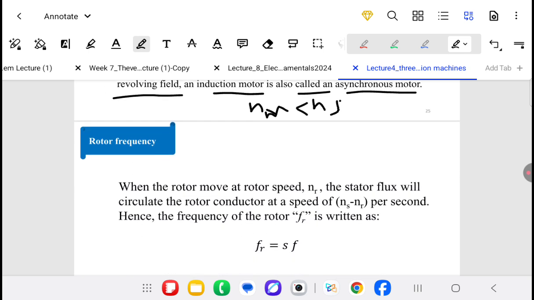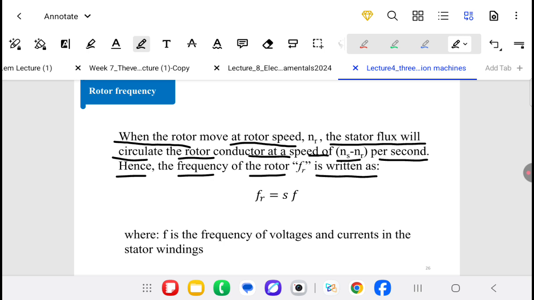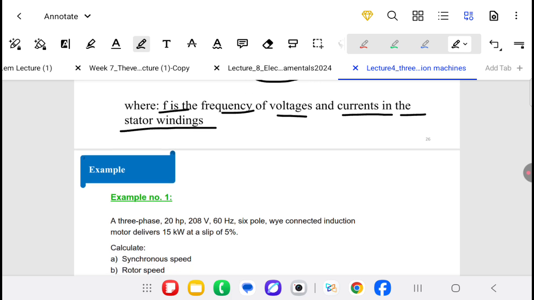Now we have another term, which is the rotor frequency. When the rotor moves at rotor speed Nr, the stator flux will circulate the rotor conductors at a speed which is the difference between the synchronous speed or the field speed and the rotor speed. Hence, the frequency of the rotor Fr is written as S times F, where F is the frequency of the voltages and currents in the stator windings.